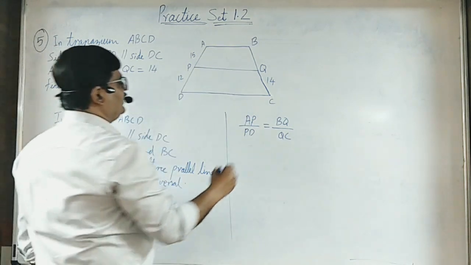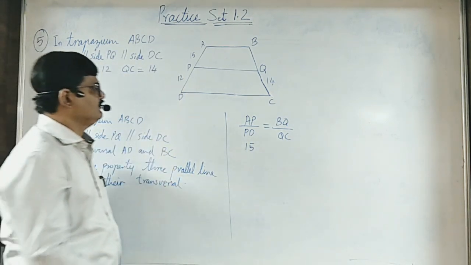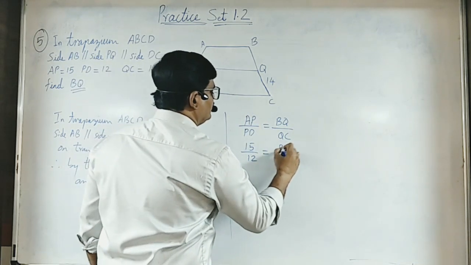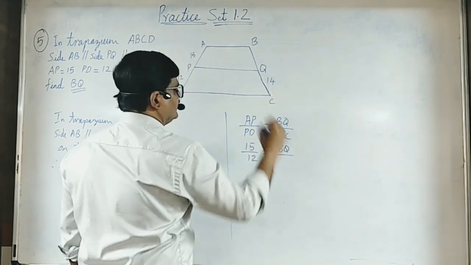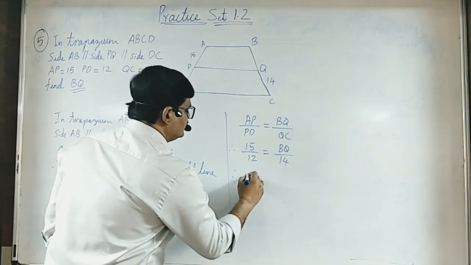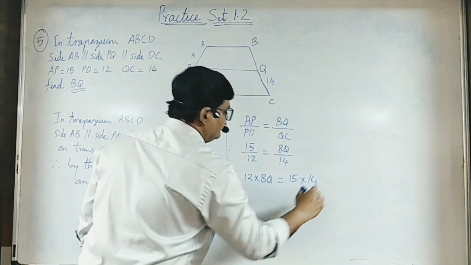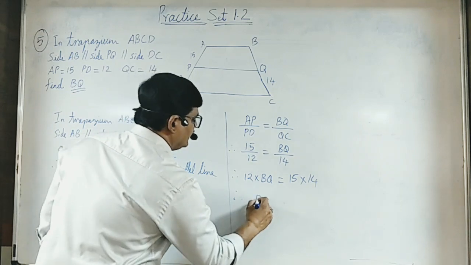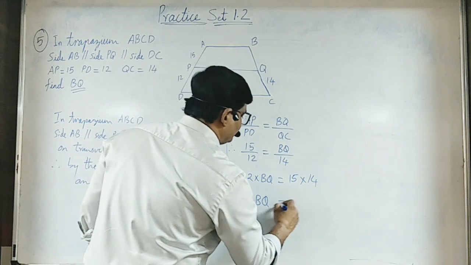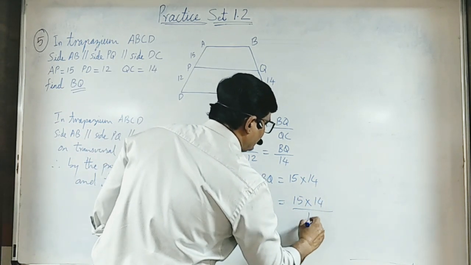Now what is the value of AP? Here it is 15. The value of PD is 12, equal to BQ, whose value we have to find, upon QC, whose value is 14. Now cross multiply. Therefore 12 into BQ is equal to 15 into 14. Therefore BQ is equal to 15 into 14 upon 12.